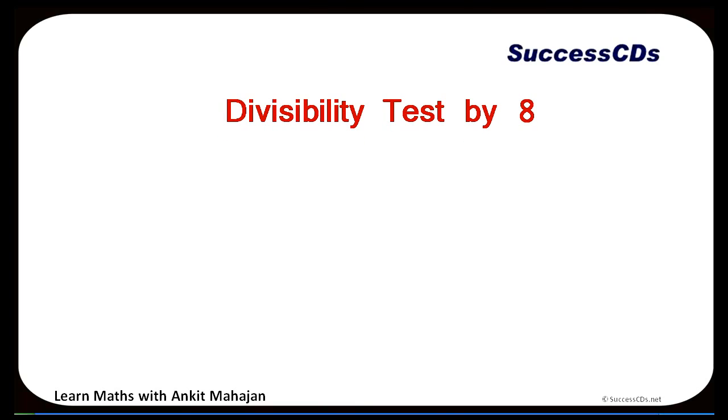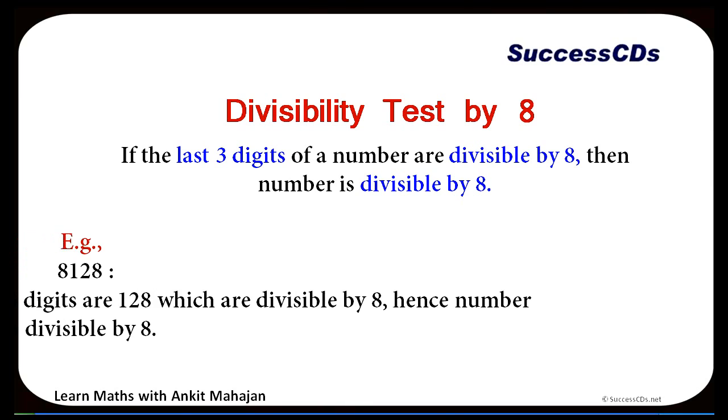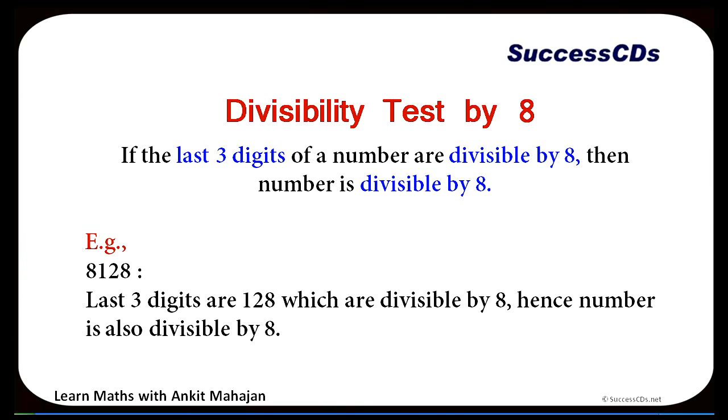Divisibility test by 8. We checked the last two digits in the number 4. Now here in the divisibility test by 8, if the last three digits of the number are divisible by 8, the number is divisible by 8. For example, 8128. The last three digits are 128, which are divisible by 8. Hence, the number is also going to be divisible by 8.